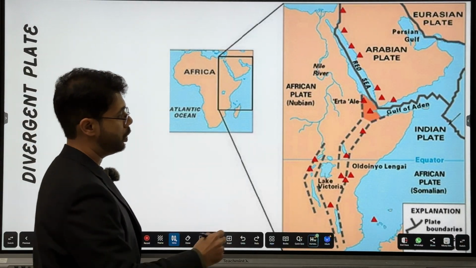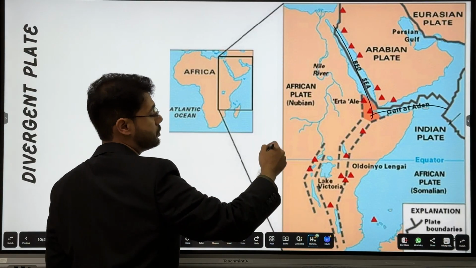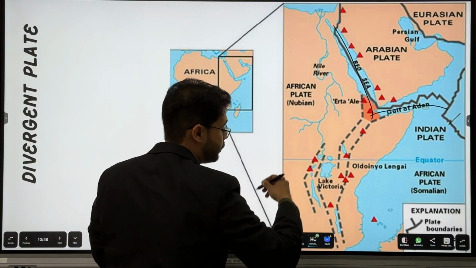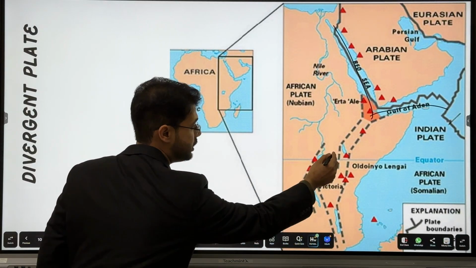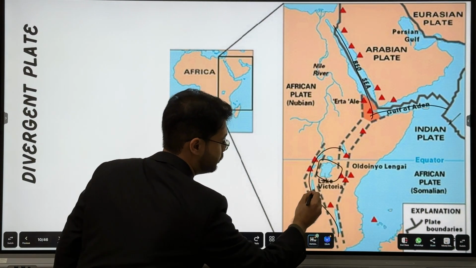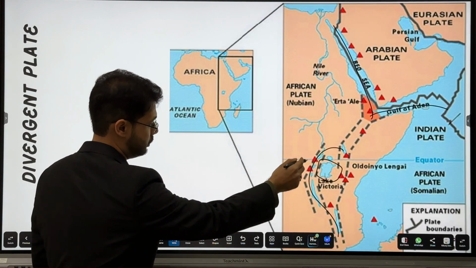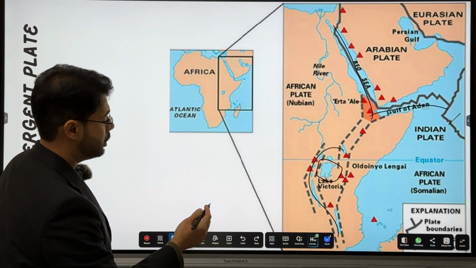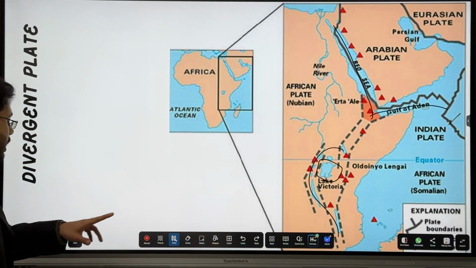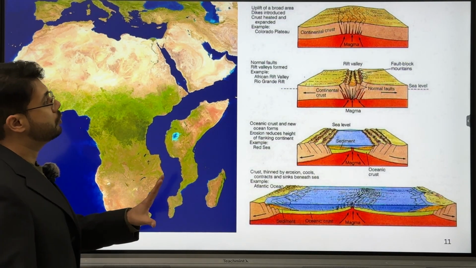In the divergent plate, you see now one branch is going over here, another branch is over here, and as I had said, the Red Sea is forming, splitting Africa into two parts. Similarly, over here, there is a series of lakes which we'll be covering soon, but Lake Victoria is not a part of it. Lake Victoria has a different story altogether. The divergent plate boundary is working in East Africa. That is how a divergent plate boundary forms.